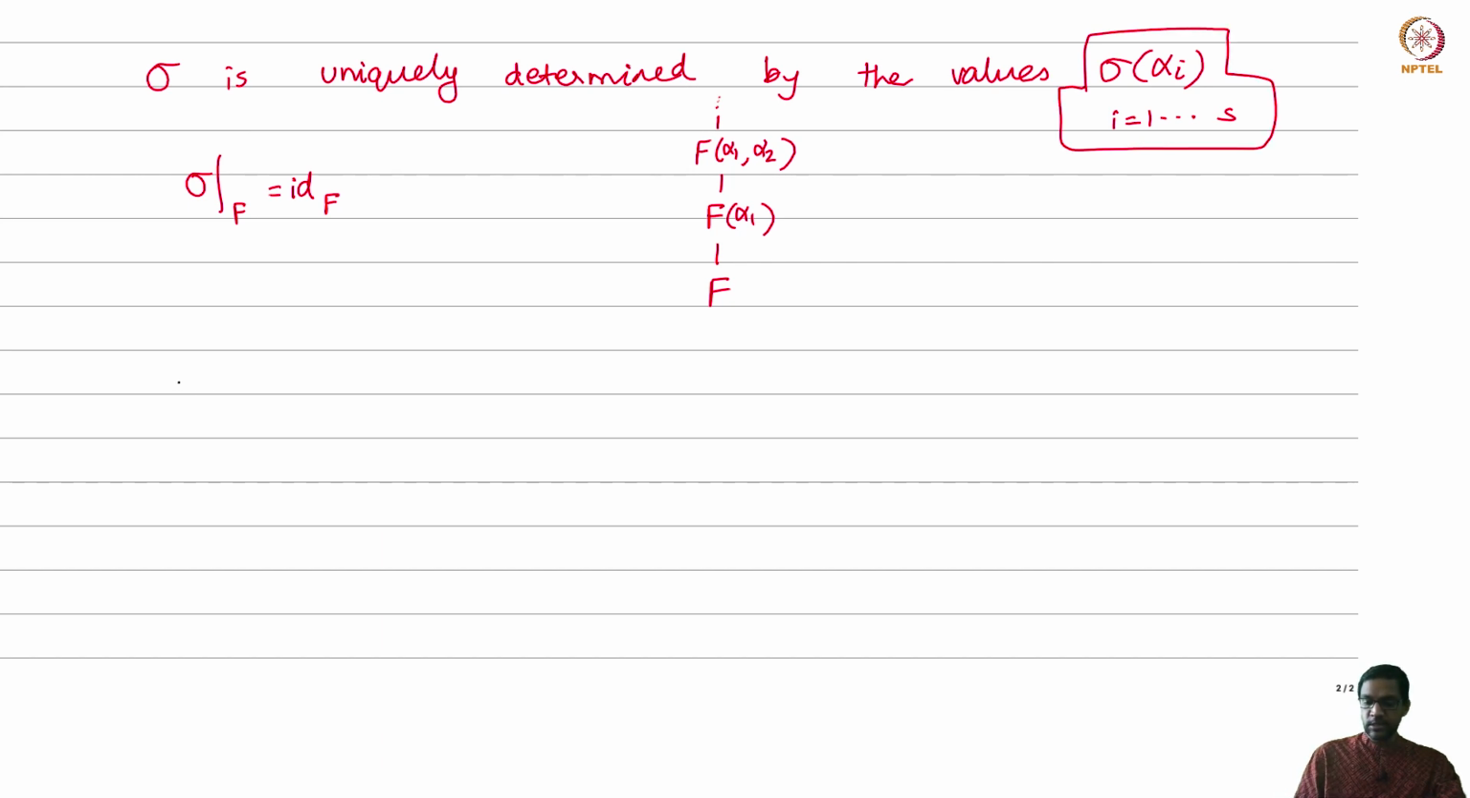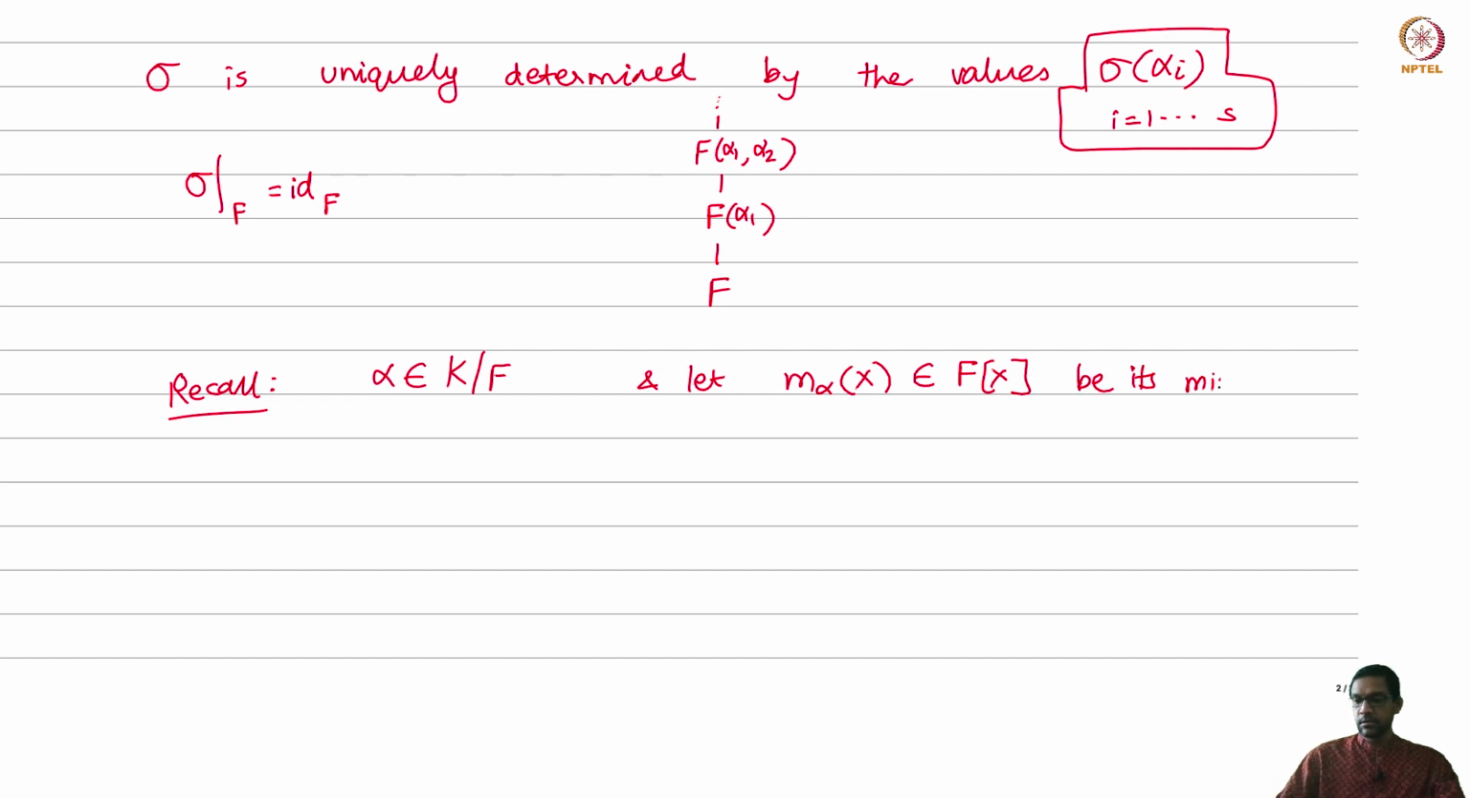Okay, in other words, observe or recall the following fact. If I have an element alpha in this extension K over F, let m_alpha(x) in F[x] be its minimal polynomial. So this is the minimal irreducible polynomial satisfied by alpha with coefficients in F.